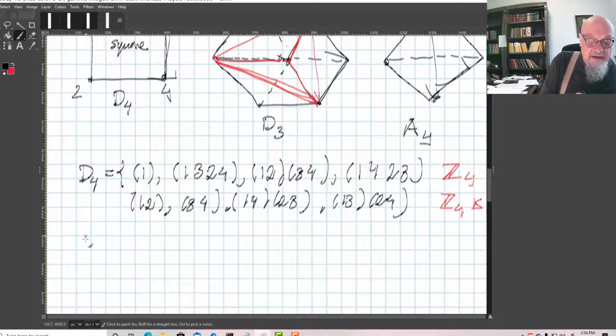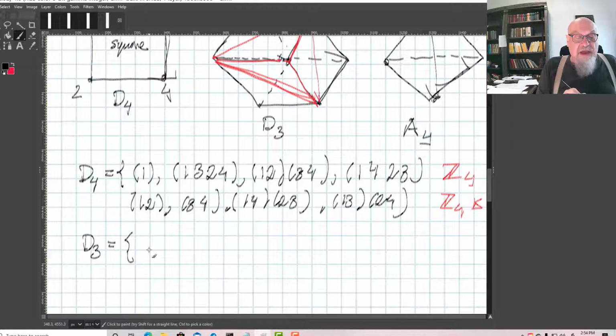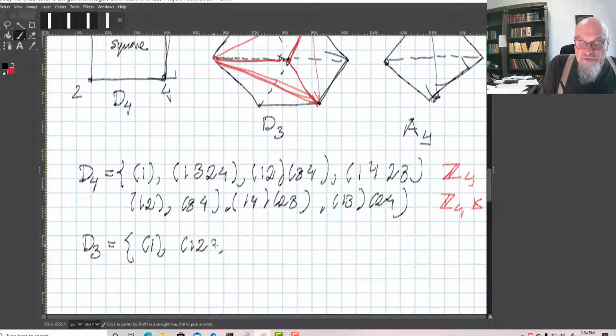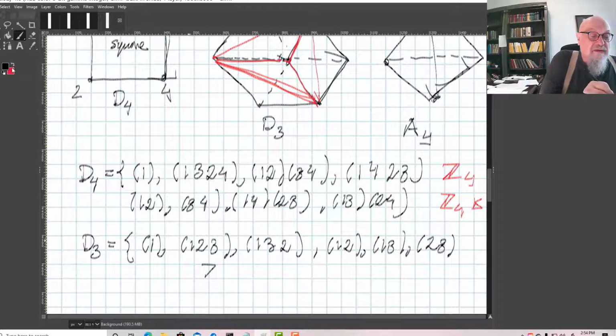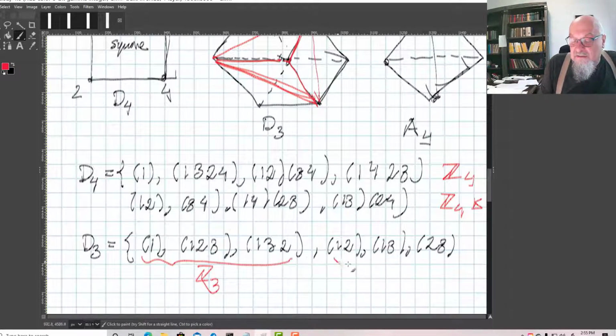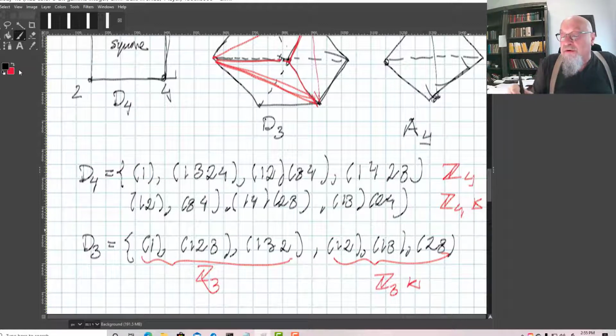Similarly, I can describe the subgroup D3 inside S4 using the same ideas, namely D3 is related to this particular picture of the hexagon. So I have here 1, 2, 3. Then those are the rotations 1, 3, 2, and then we have 1, 2, 1, 3, and 2, 3. Those are Z3. And these are the reflections, Z3, kappa.